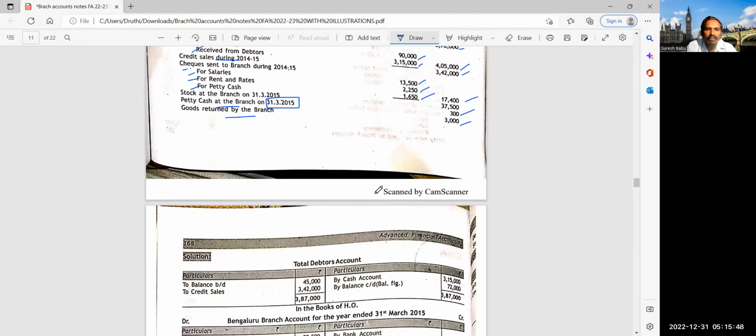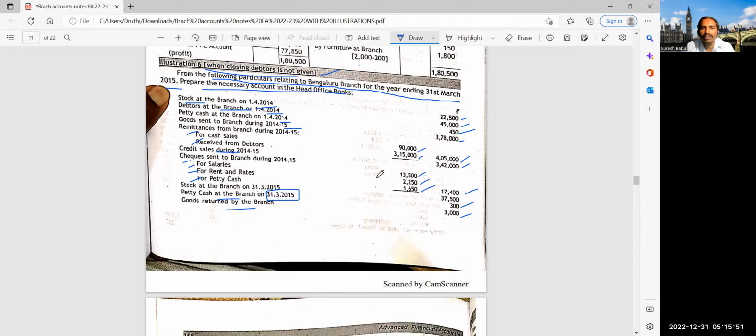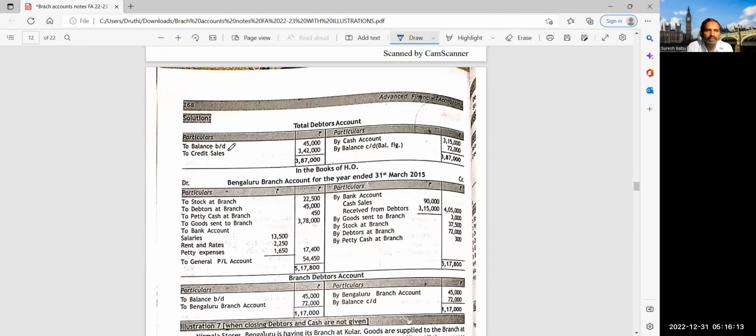Then what is missing here? Credit sales is given, opening debtors is given, cash received from debtors is given. Then closing debtors is missing. We need to ascertain closing debtors first. In the total debtors account, to balance brought down 45,000. By balance carried down, you should not write now itself; opening balance and closing balance, closing balance is the balancing figure.